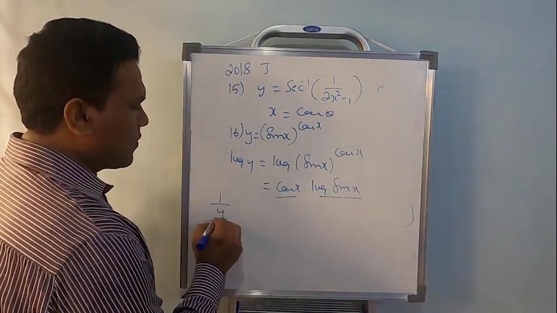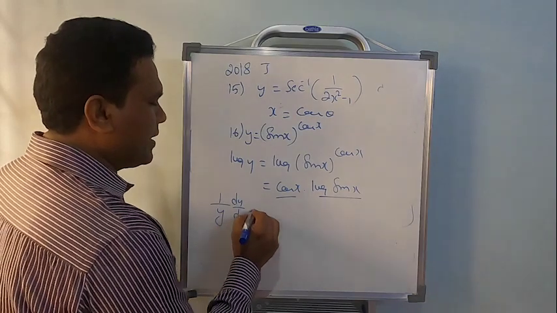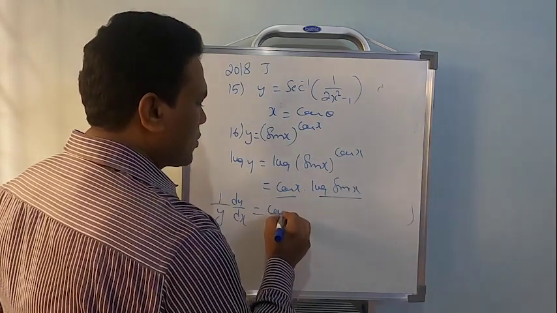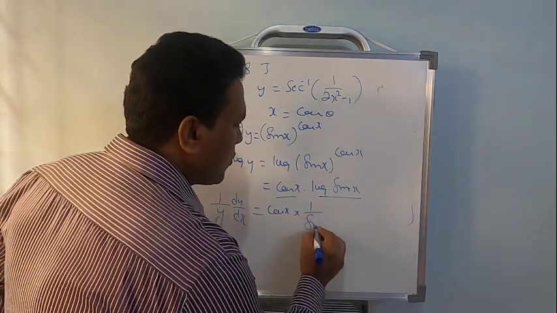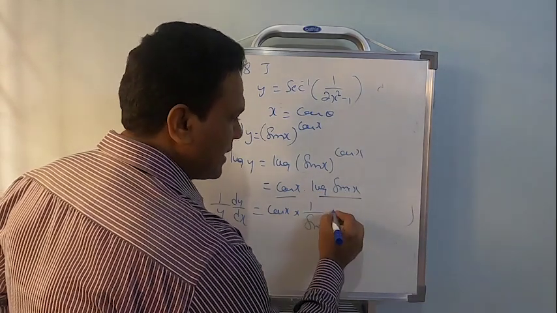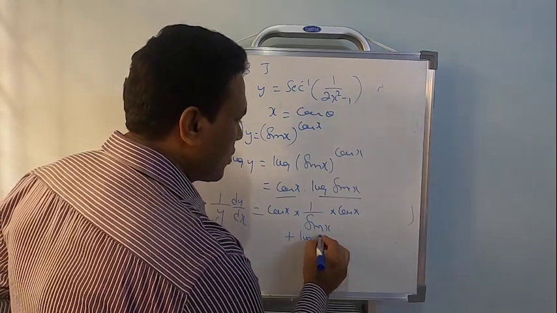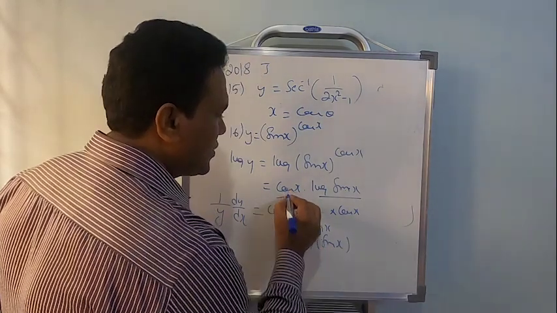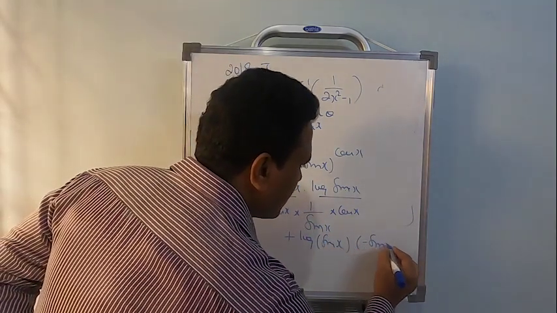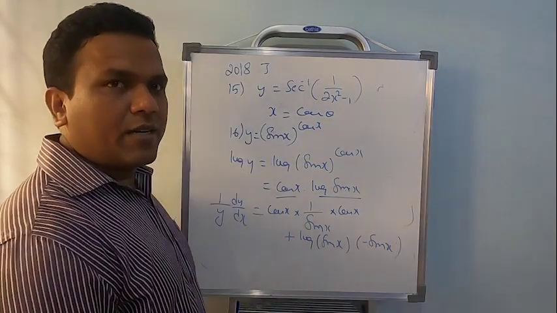So differentiation of log y is 1 by y dy by dx, and here product rule. So cos x multiplied by 1 by sin x, that is for log, then for sin x, differentiation of sin x will be cos x, plus log of sin x, differentiation of cos x is minus sin x.